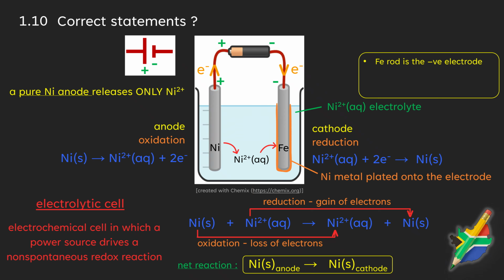In summary, we can see that iron is the negative electrode. The metal ions in solution do undergo reduction as they are plated onto the iron rod, and the anode is made of pure nickel. Since all three statements are true, the answer is D.